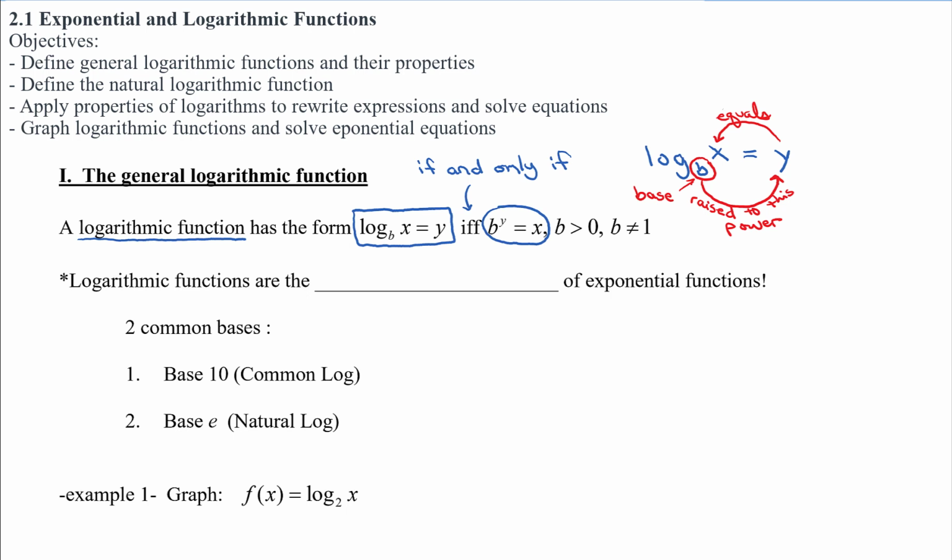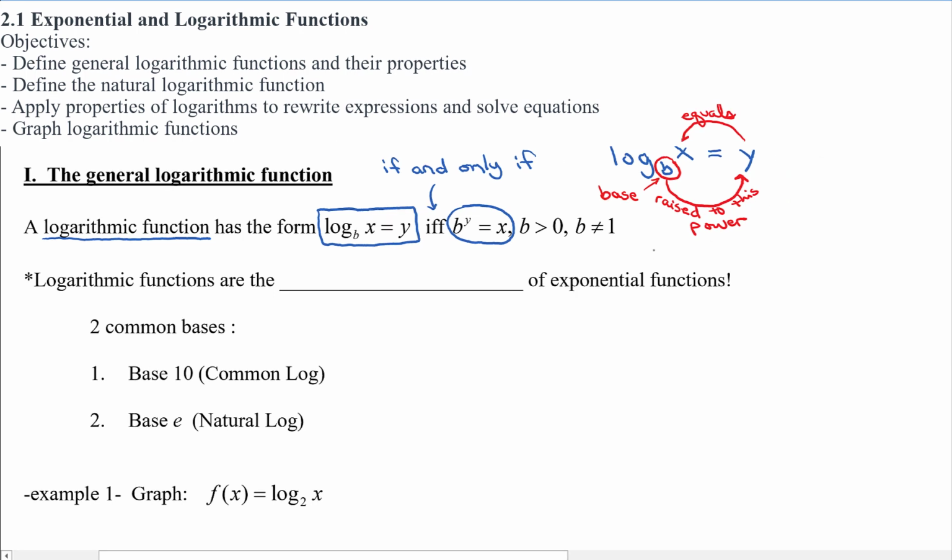I'm going to rewrite it now in exponential form. So this is going to be represented as b raised to the y equals x. And this is what I like to do in order to remember how to rewrite a logarithm in exponential form.